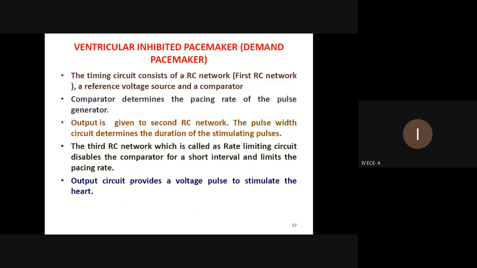So next type, the ventricular inhibited pacemaker. This is also known as the demand pacemaker. The timing circuit consists of an RC network, a reference voltage source, and a comparator. The comparator determines the pacing rate of the pulse generator. Output is given to a second RC network. The pulse width circuit determines the duration of the stimulating pulses. The third RC network, which is called the rate limiting circuit, disables the comparator for a short interval and limits the pacing rate. The output circuit provides a voltage pulse to stimulate the heart.